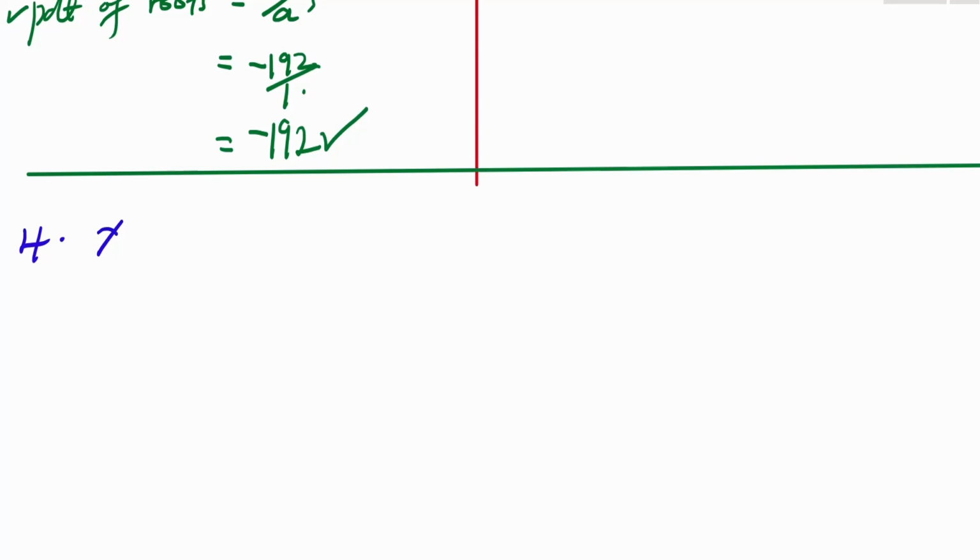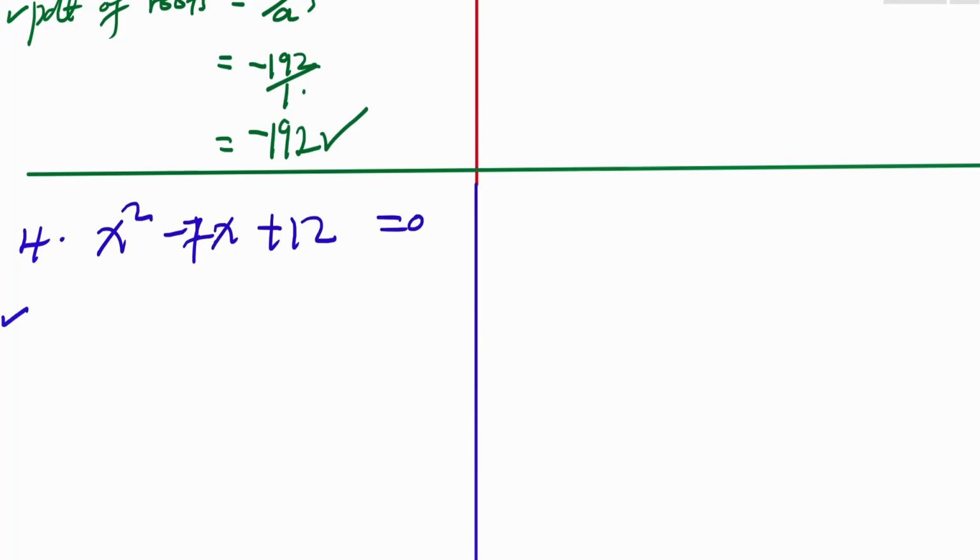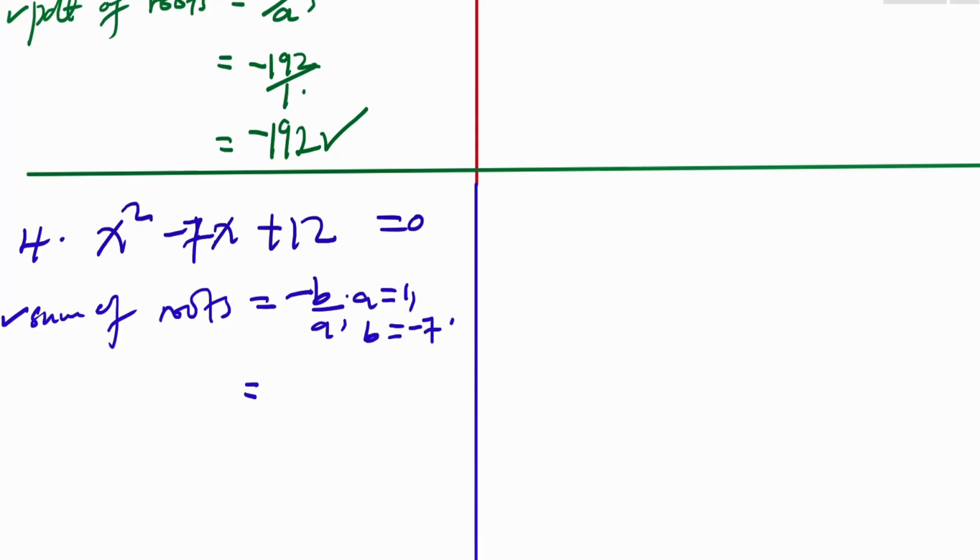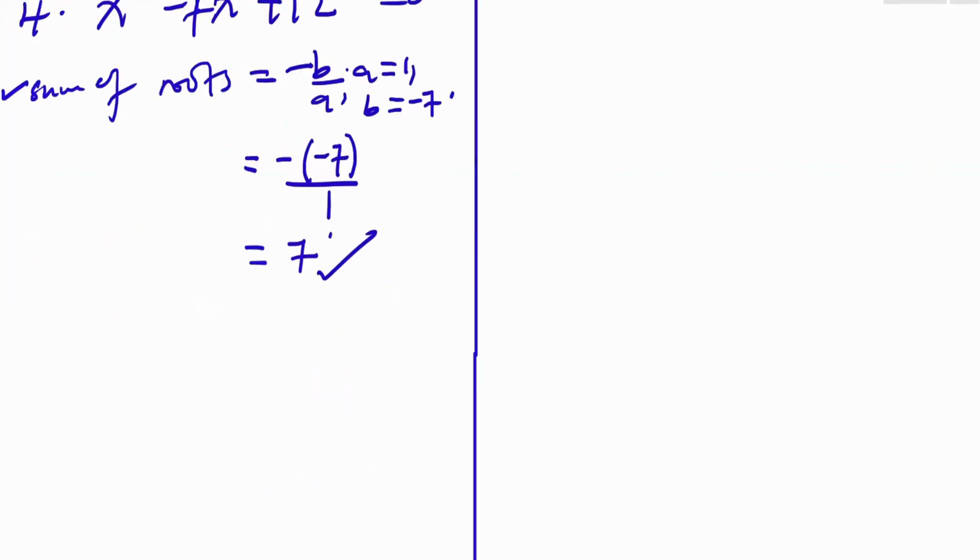Number 4, we have x squared minus 7x plus 12 equals 0. Also, the sum of roots equals negative b divided by a. Our a is equal to 1 and our b equals negative 7. So as we substitute in, we are going to have negative, but our b is still negative, so negative negative 7 divided by our a, which is 1. So here our sum of roots equals positive 7.